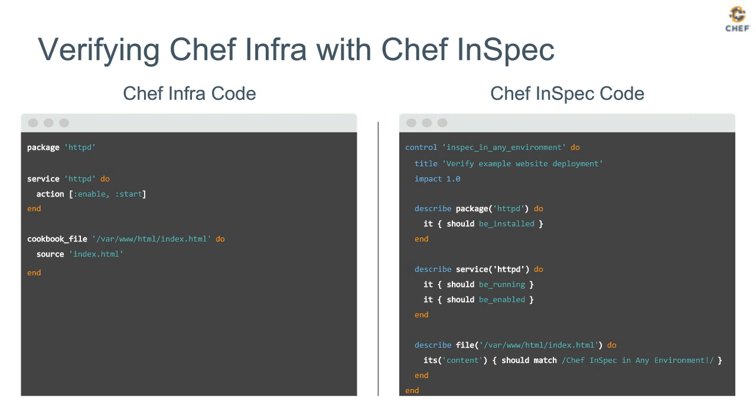Now, setting the security use case aside for a moment, let's look at some examples of how InSpec can be used with any configuration management utility. So in this example, the left side shows the Chef Infra code used to install an Apache HTTP server package, start and enable the HTTP service, and deploy an example website. On the right is the corresponding Chef InSpec code. You can see here there's a one-to-one mapping of InSpec resources to actions taken by the configuration management. For example, asserting the package is installed, that a service is started and running, and that the file exists with the expected content.